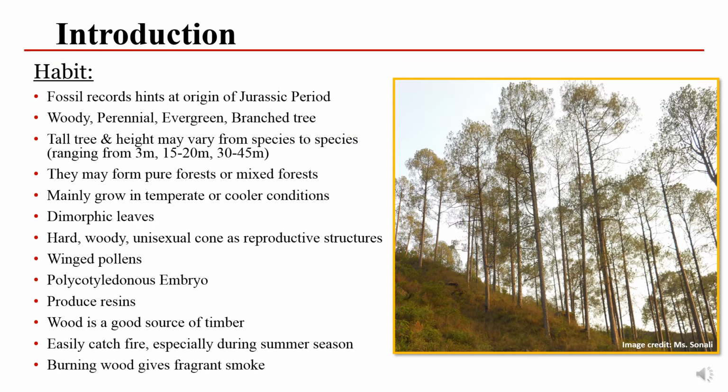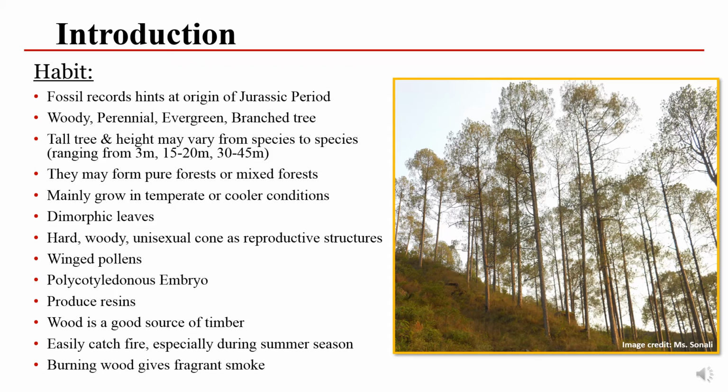Now, let us take a look at habit and general features of Pinus. According to the fossil records, Jurassic period is considered time when they originated. Pinus is a woody, perennial, evergreen, highly branched tree. It is a tall tree with a varying range of heights depending upon the species. They can be 3 meter tall, 15 to 20 meter tall, or 30 to 45 meters tall.